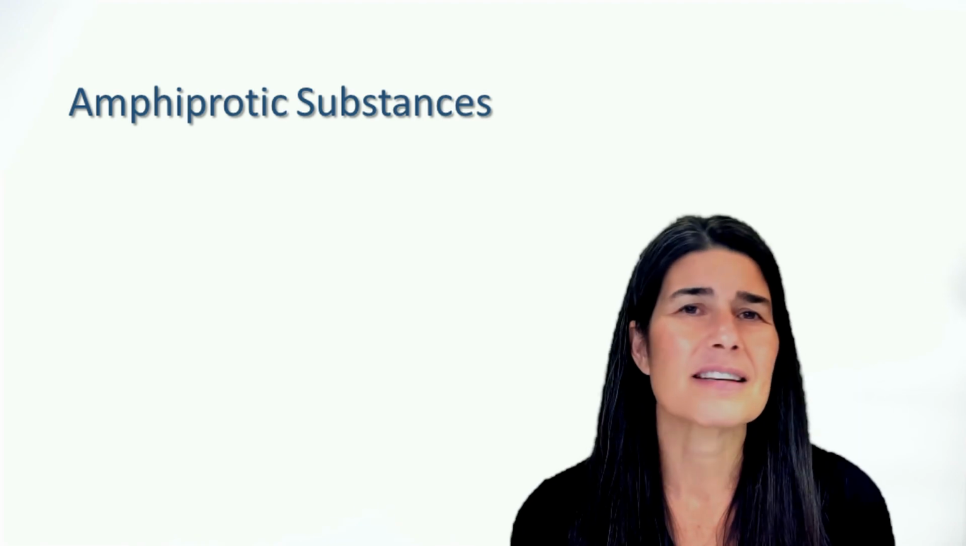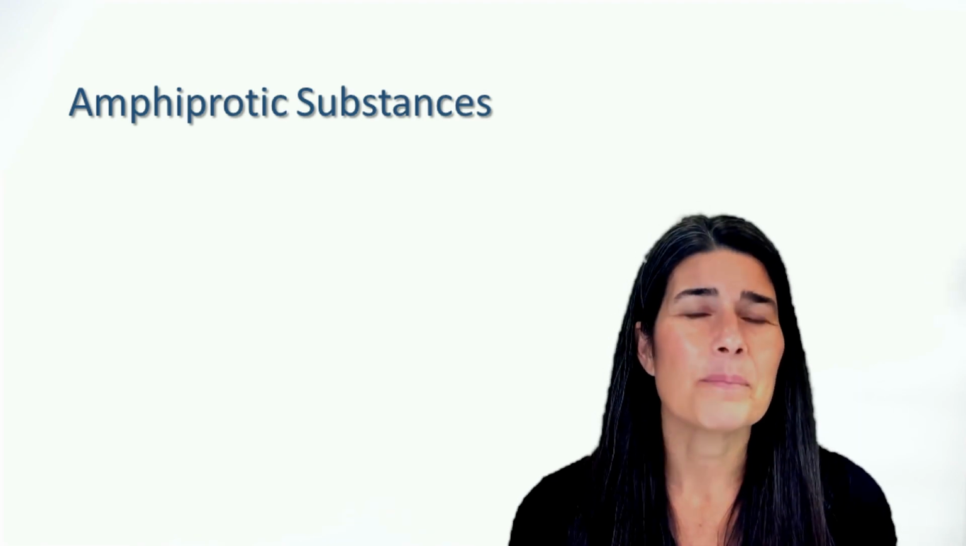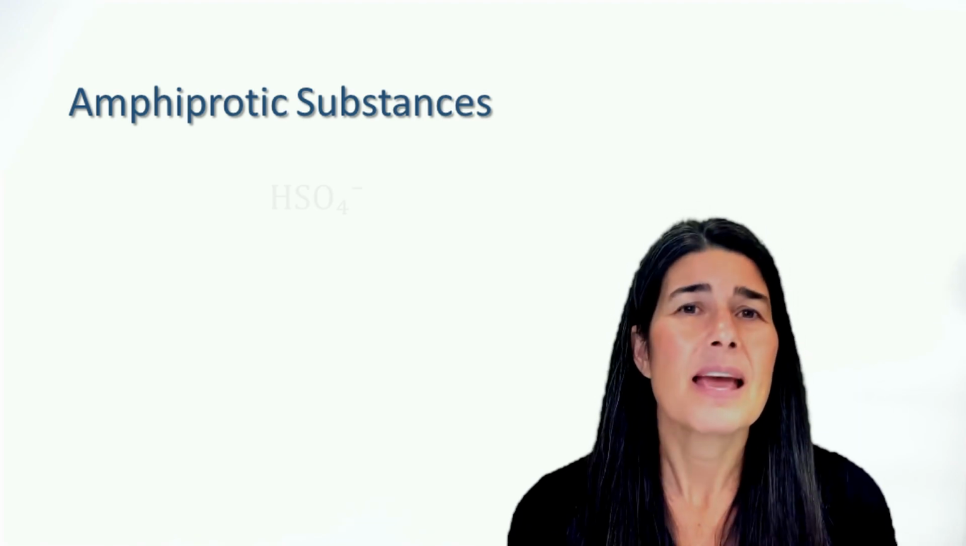Now, acids donate H+ ions and bases accept those H+ ions. There are some substances which can do both. Just like people who write with both hands are called ambidextrous, or animals that can live in water and land are called amphibians, these substances that can both donate H+ ions and accept H+ ions are called amphiprotic substances. Now, here are some examples of them.